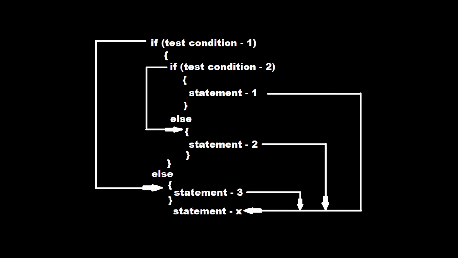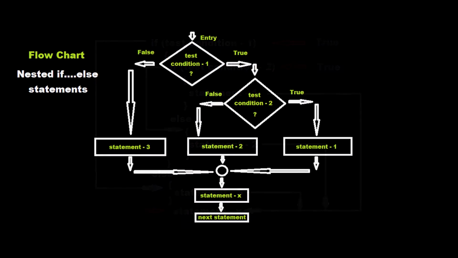So you can see in this diagram, if the condition 1 is false, the statement 3 will be executed, otherwise it continues to perform the second test. If the condition 2 is true, statement 1 will be evaluated, otherwise the statement 2 will be evaluated, and then the control is transferred to the statement X. So let us check a flow chart so that we can understand more about this nested if else statement.